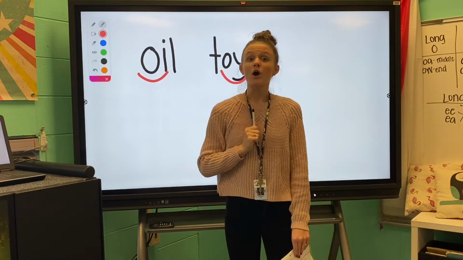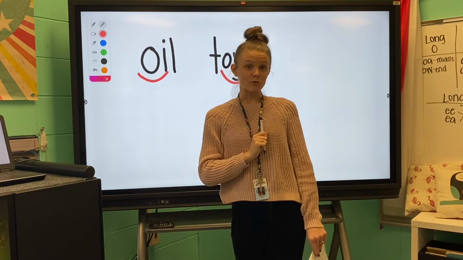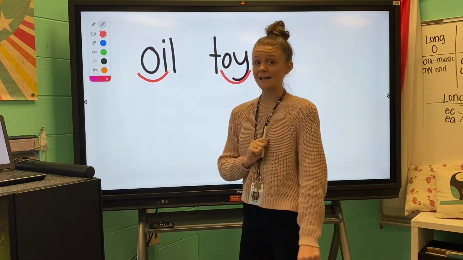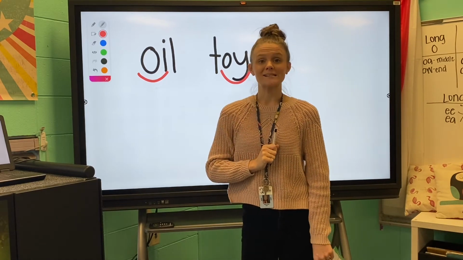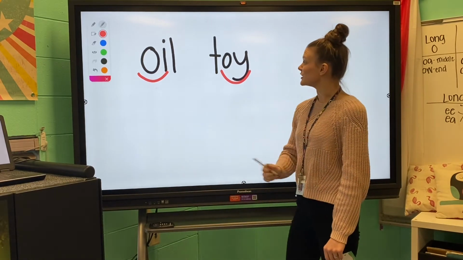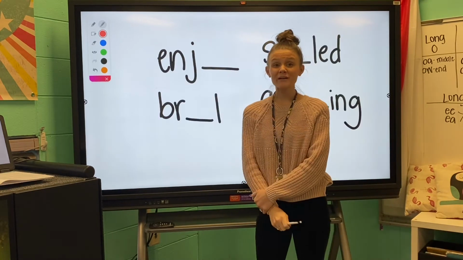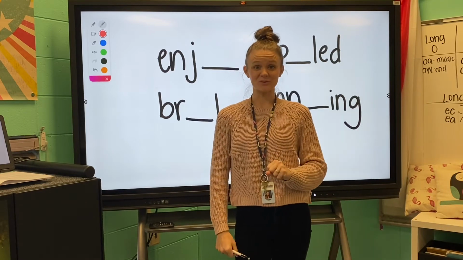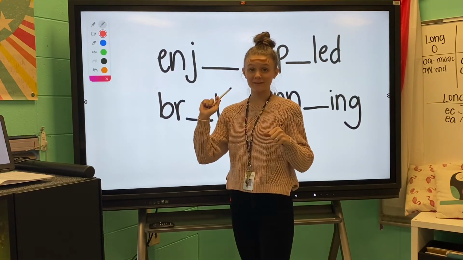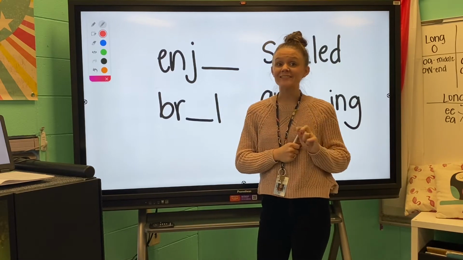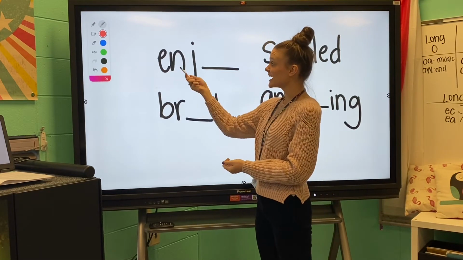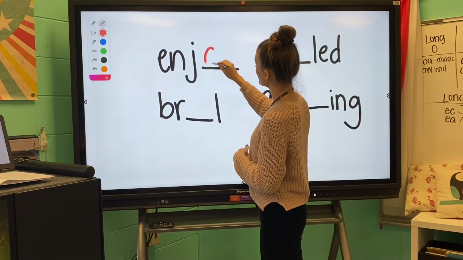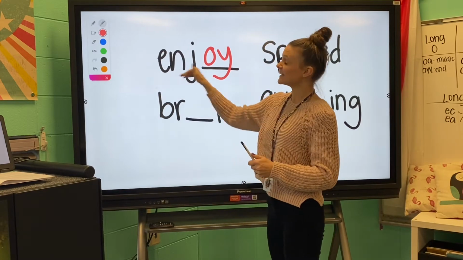If you hear the OI sound at the beginning of a word or in the middle of a word, you're going to use OI. If you hear the OI sound at the end of a word, you're going to use OY. So I've written a couple of words up here for us to practice deciding where we use the OI sound. So our first word is enjoy. And I hear the OI sound at the end of that word, enjoy. Because it's at the end of our word, I know that I'm using OY to spell enjoy.